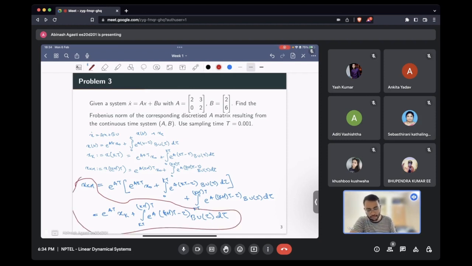for the discrete system. Now I want to find out the norm of the discretized A matrix. So this is the discretized A matrix, let's say A tilde. For that we'll now use MATLAB. Okay, I'll stop sharing my screen here.